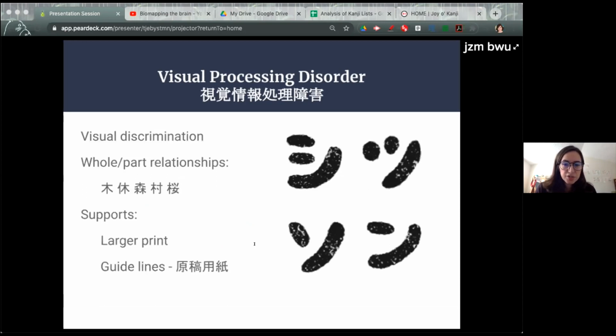Guidelines like in Genko Yoshi help a lot for students who have visual processing disorders as well, if they're being asked to write by hand. Which education font do you recommend?